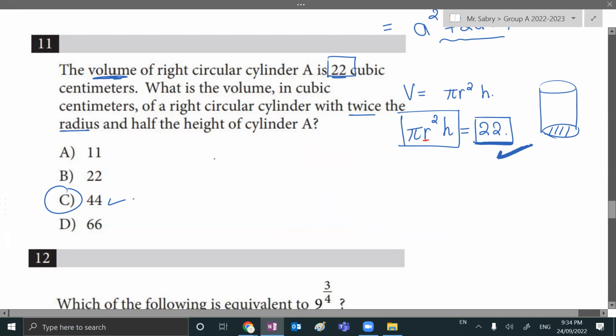So how do I get the volume? The volume is supposed to be area of the base, which is pi r squared, multiplied by the height. But they said that instead of the radius, they'll put twice the radius. So instead of r, I'll put 2 times r. Is this okay?